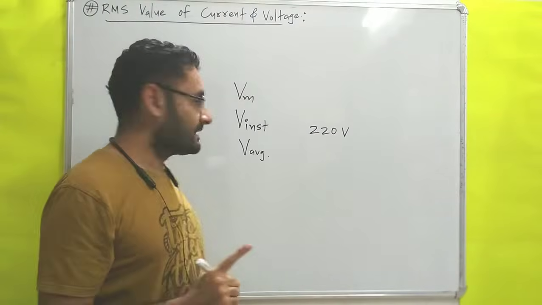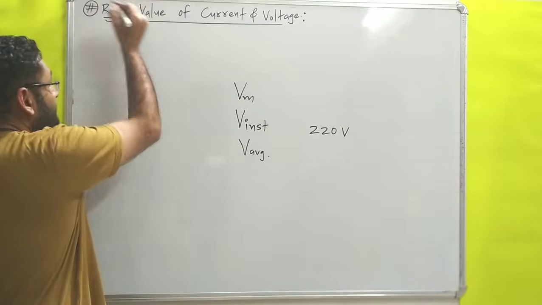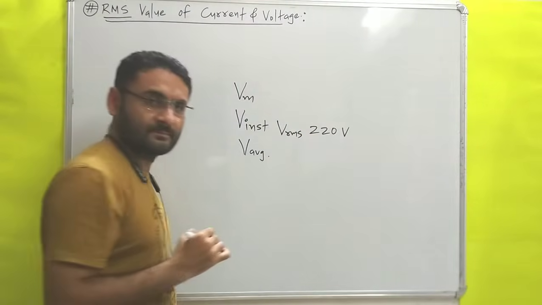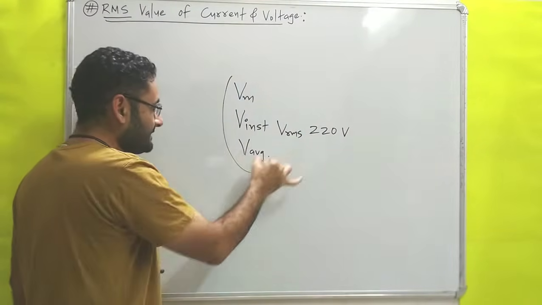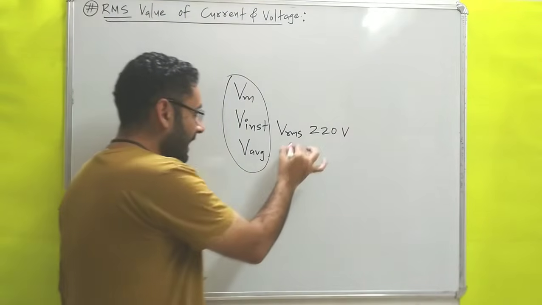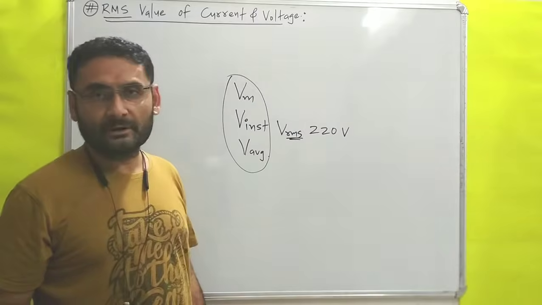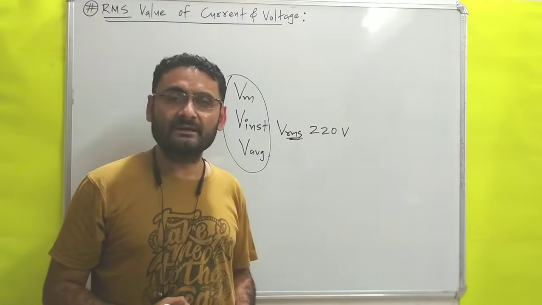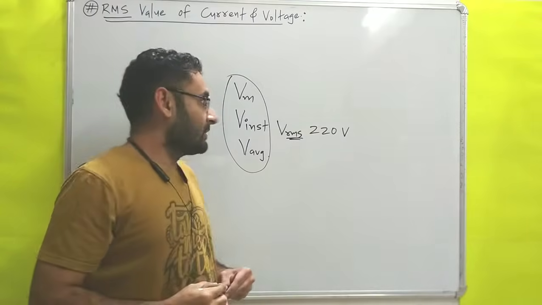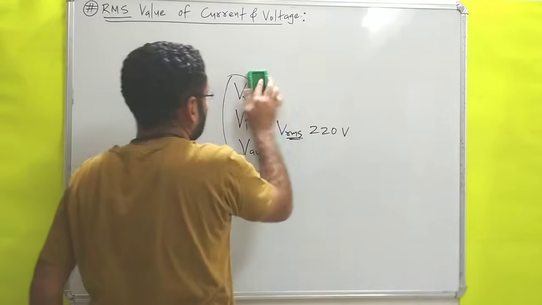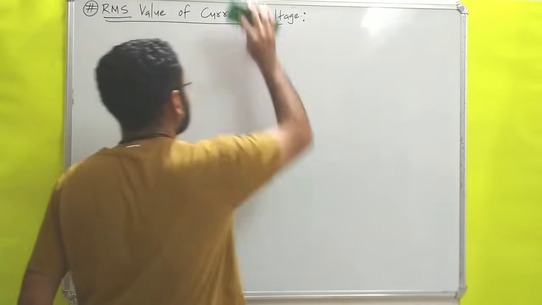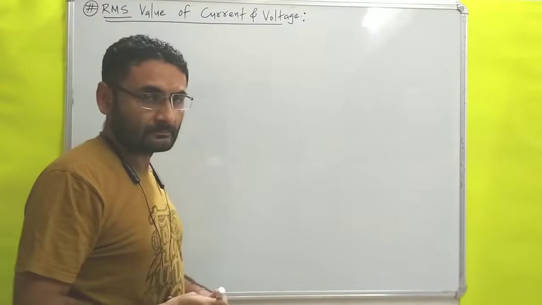So answer is that is our RMS value of voltage, that is your VRMS. So compared to these three quantities, maximum, instantaneous and average, RMS value is very much important. So that is why we have to study the RMS values of current and potential. Okay. Now that is all about the introduction, you can say, of IRMS values.